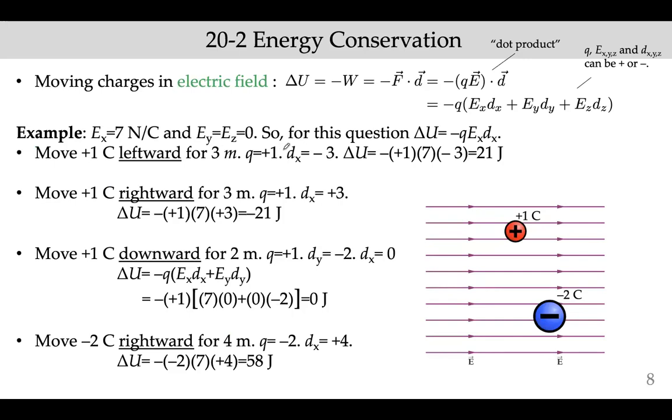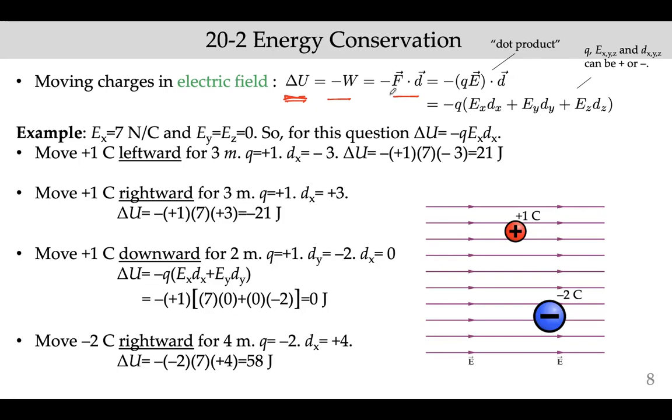Now, what happens if charges move in an electric field? How would their energy change? Their potential energy, how would it change? Well, from physics 1, we learned that the change in potential energy is the negative of work. And work is the dot product of force and displacement.